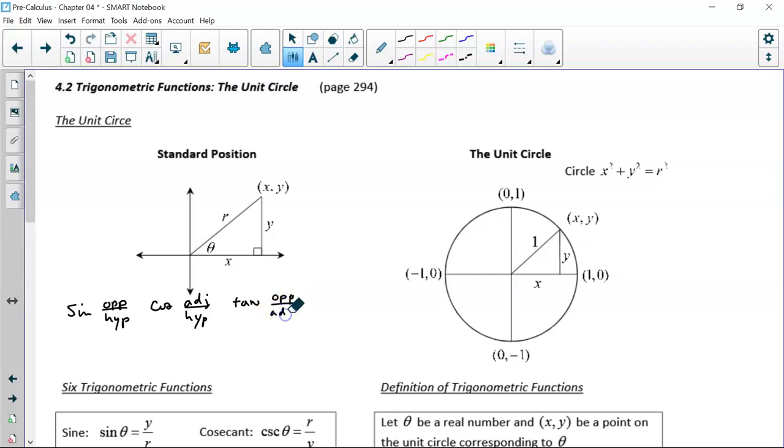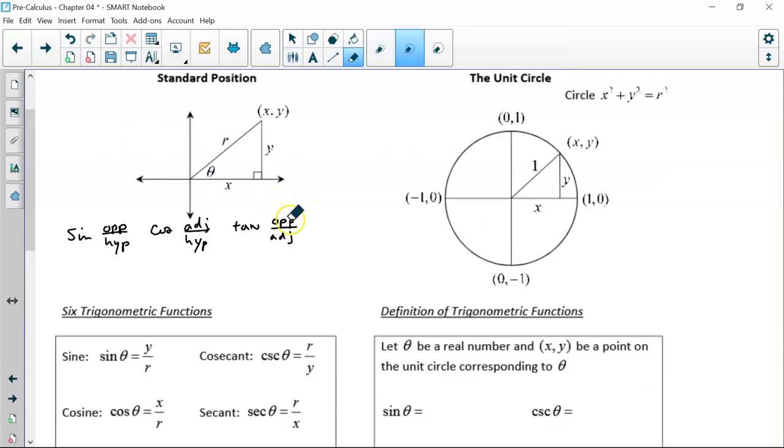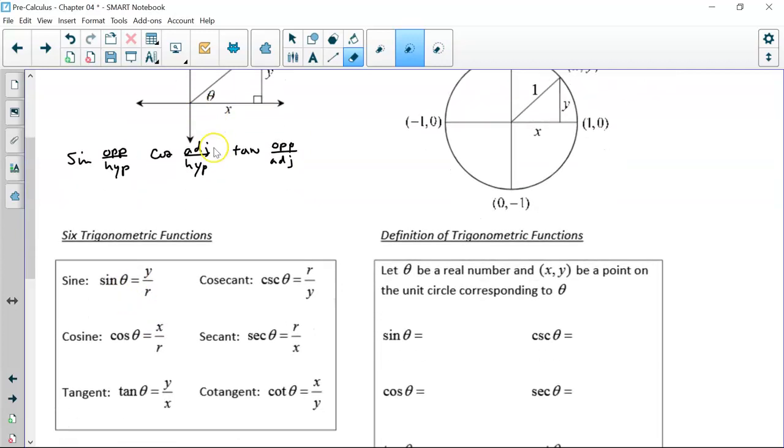over the adjacent. So looking at this triangle given, in standard position, you can see the sine is going to be the y over the radius, the hypotenuse, and so forth. You can read through those. And the cosecant, secant, and cotangent are just the reciprocals of sine, cosine, and tangent, respectively.